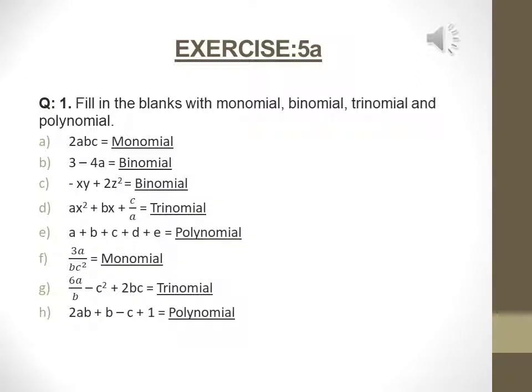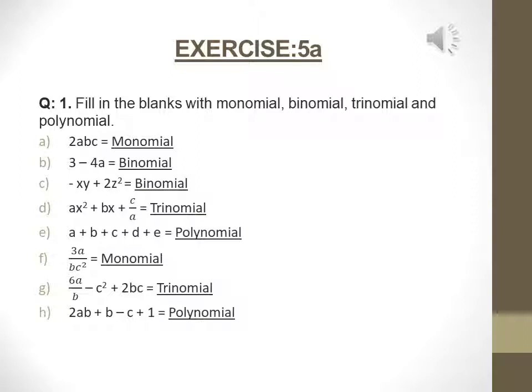Let's start exercise 5a. In question number 1, fill in the blanks with monomial, binomial, trinomial and polynomial. In part A, we have 2abc. We can see that we have only one term, so it is a monomial. Part B, 3 minus 4a, 2 terms, so it is binomial.